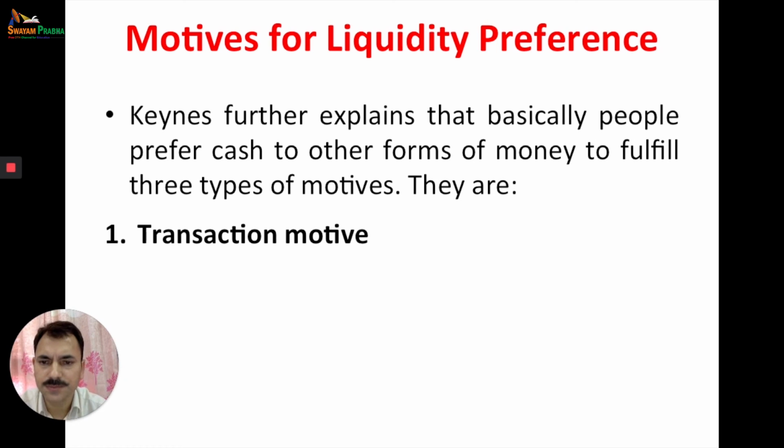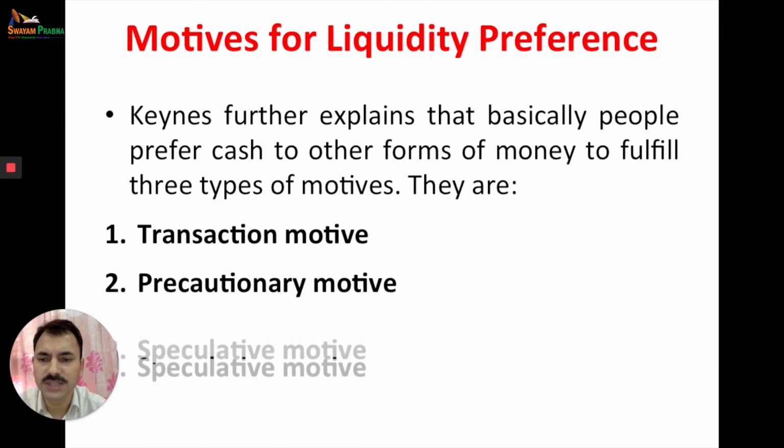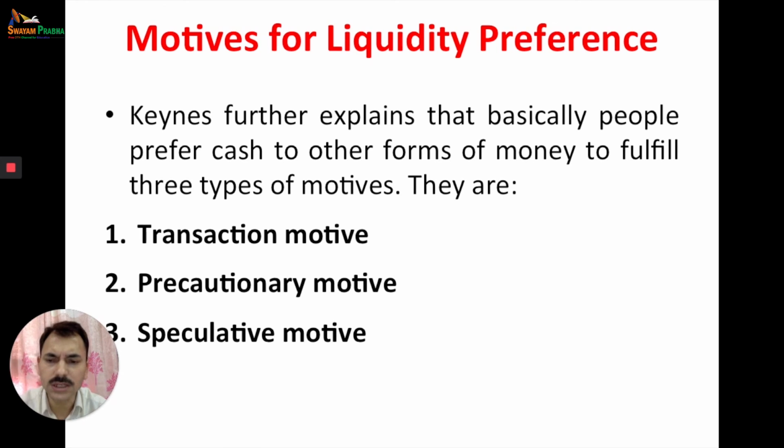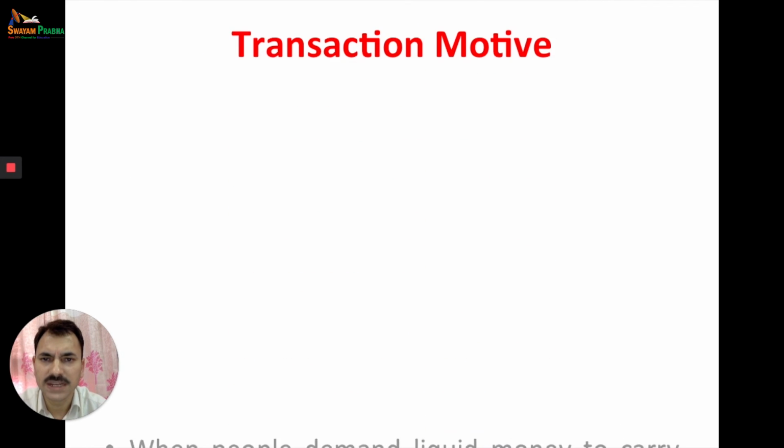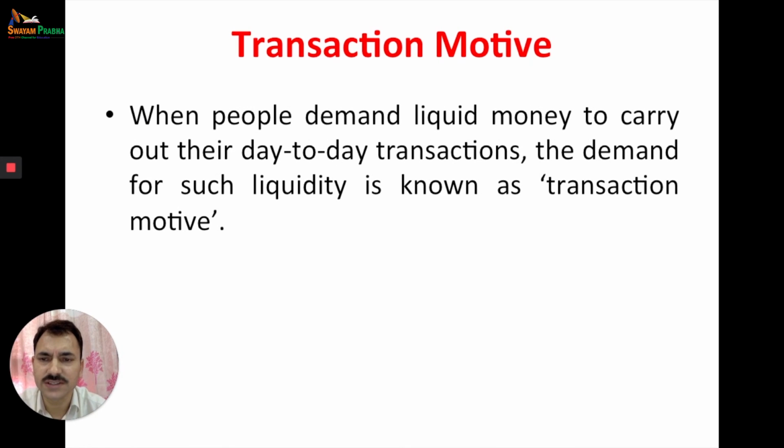Transaction motive first, day-to-day purchasing, day to day fulfilling the basic requirement or other requirement. Second is precautionary motive, which means for the safeguard of future, to overcome the uncertainty. Third is speculative motive, which is basically for the investment purpose or for market purpose. Let us discuss in detail what is transaction motive.